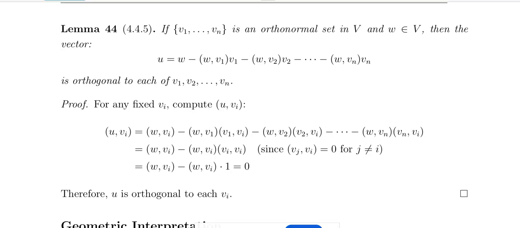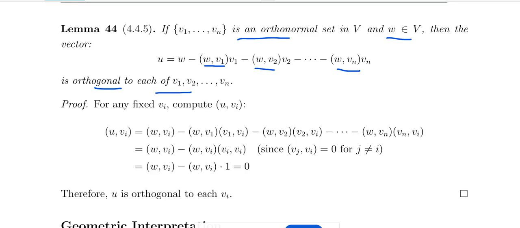And another one, this is an orthonormal set. Once again, the collection is an orthonormal set in V, and w belongs to V. Then the vector u equal to w minus inner product of w comma v1 into v1, minus inner product of w comma v2 into v2, and so on, minus inner product of w comma vn into vn, is orthogonal to each of v1, v2, vn. Which one is orthogonal? u is orthogonal to each of v1, v2, vn.